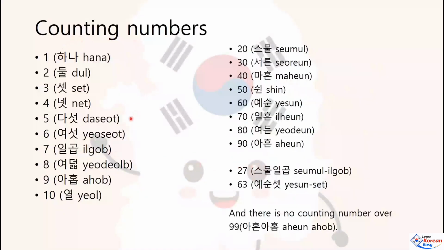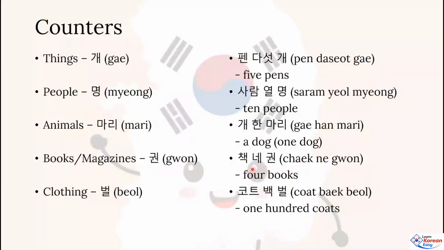Well, interesting, right? Because when we were counting numbers, the numeric 4 was net. But when we are putting it in phrases, the word is not net but 네 권. Oh, that's getting confusing, but that's okay. 책 4권. 4 books.